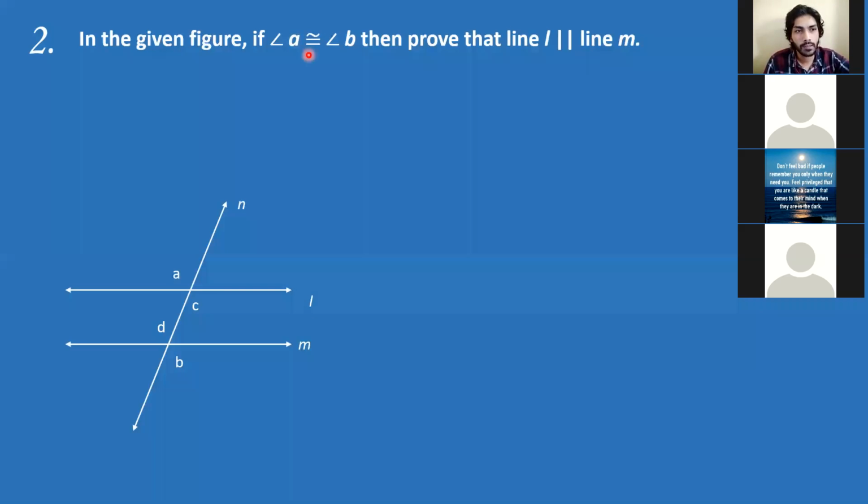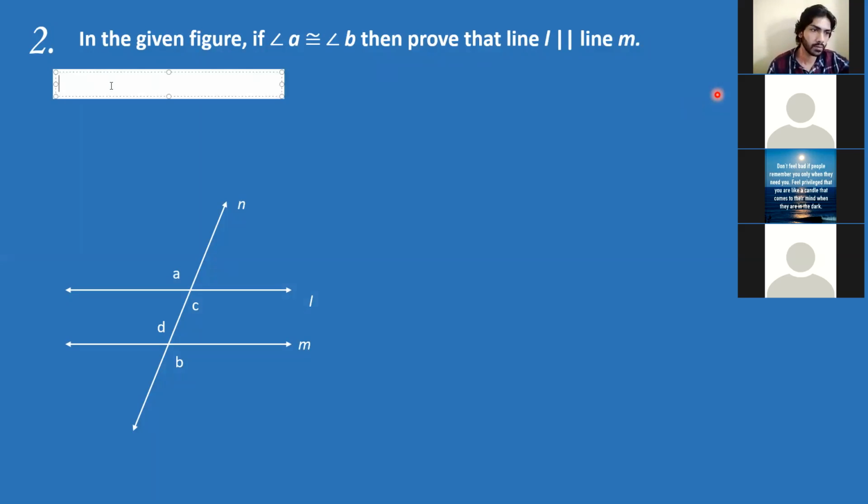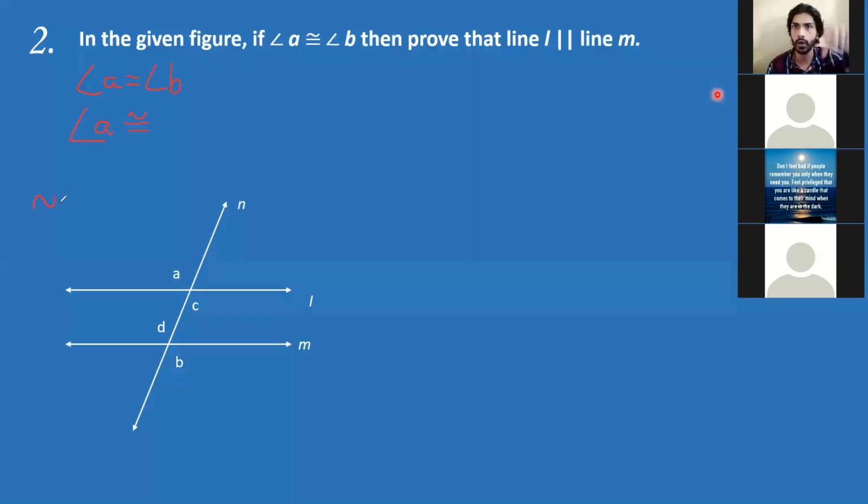So this sign is not equality, this is congruency. Now this is something I have to clear with you. It is a very important thing in mathematics. I'll just draw it. If I say that angle A is equal to angle B, I write this equality sign over here. But if I say angle A is congruent to angle B, I draw this sign, like a wave on top of the equality sign. I say angle A is congruent to angle B. And why do I say it?